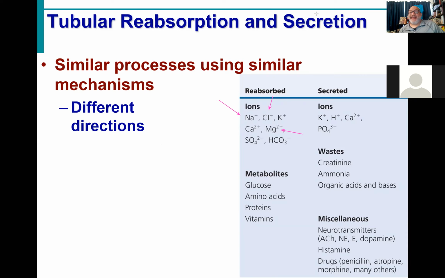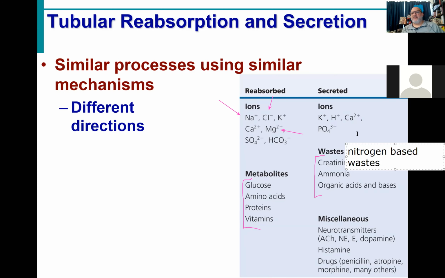All of our organic metabolites, glucose, amino acids, small proteins, vitamins, all of those organic materials are things we want to reabsorb. Whereas most of our wastes, especially those nitrogen-based wastes, are all things that we want moving outward in this process. So again, a lot of things are moving in just one direction. And of course, there are other toxins, drugs, neurotransmitters, all sorts of other things like that that are moved out as well.